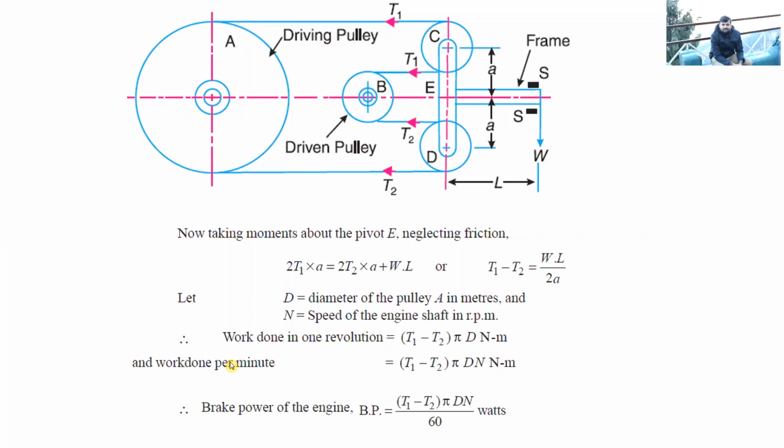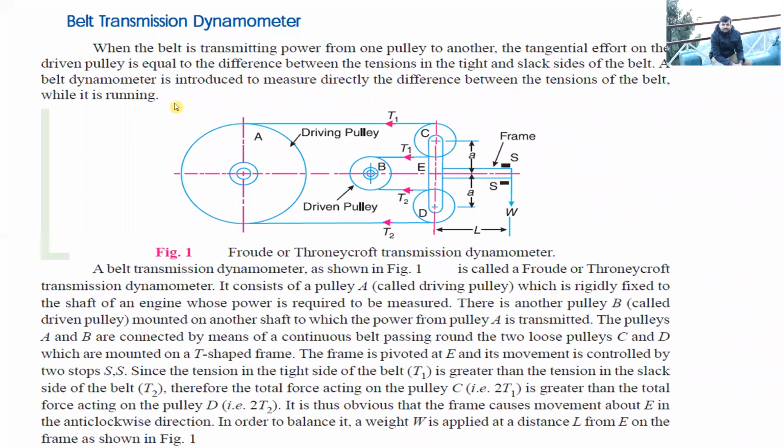So this will be the amount of work done, and this work done we can convert in terms of power by T1 minus T2 into pi D N divided by 60. So this is how this belt transmission dynamometer works.